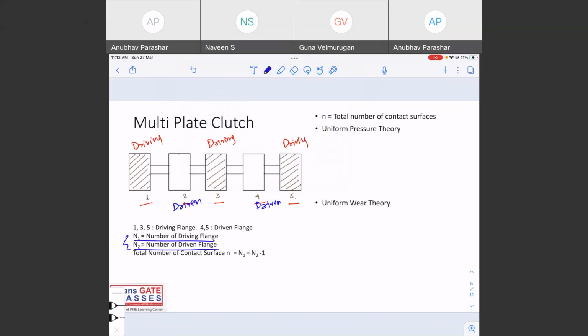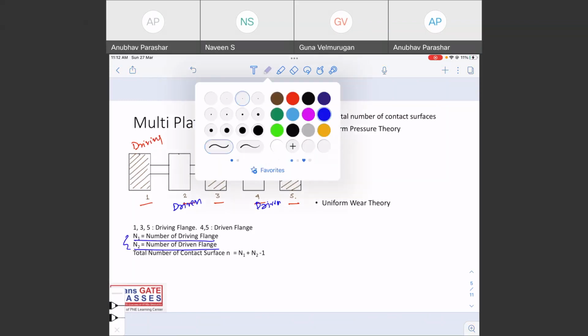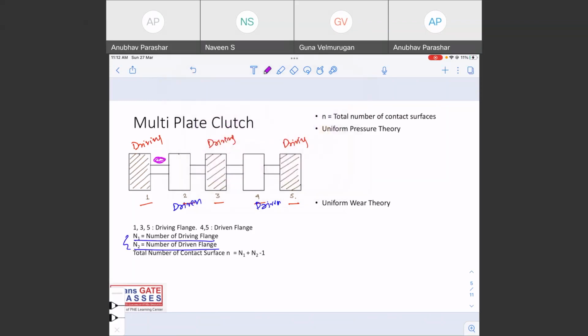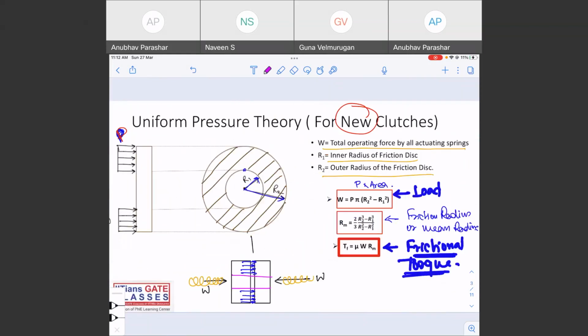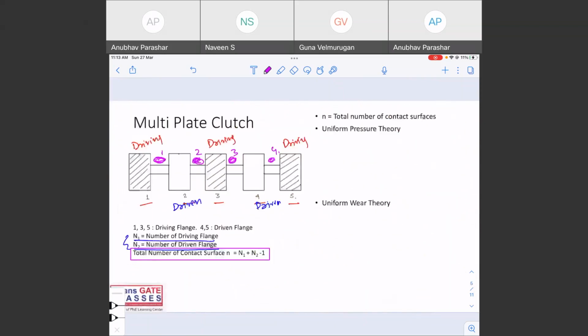Total number of contact surfaces: how many contact surfaces are there here? Can you see, this is one contact surface, this is one, this is one, this is one. So how many contact surfaces are there? 1 2 3 4, right? The total number of contact surfaces will be given by N1 plus N2 minus 1, the summation of driving flanges plus driven flanges minus 1. We have written this formula for only one contact surface. There can be multiple contact surfaces.